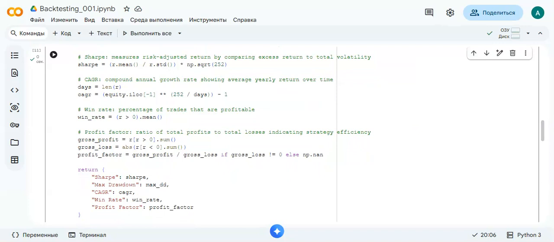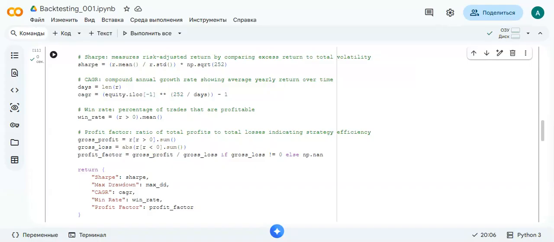Next is compounded annual growth rate, or CAGR. It's showing the average yearly return over time. Very important metric, meaning that over a year we should either gain or lose based on using this strategy.